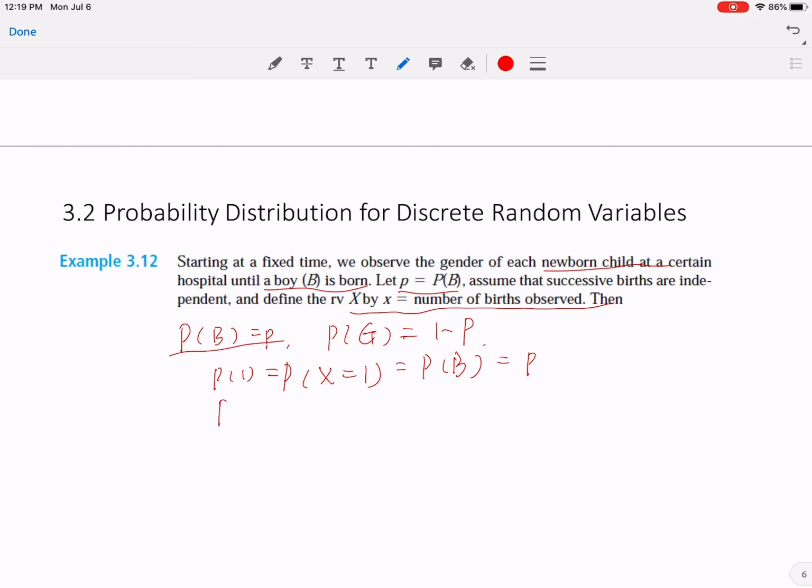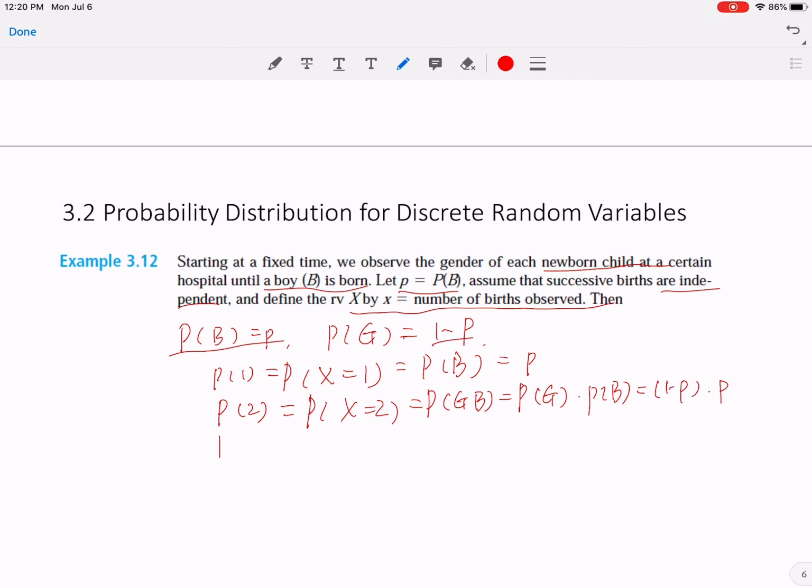Now let's take a look. X could be 2 as well, right? So that means the probability that x is equal to 2. What does it mean to say x is equal to 2? That means the first observation is a girl and the second one is a boy. So that would be the probability of a girl first and then a boy. Since they're independent, that would be the probability that a girl is observed times the probability that a boy is observed. What's the probability that a girl is observed? It's 1 minus p. So 1 minus p times p.